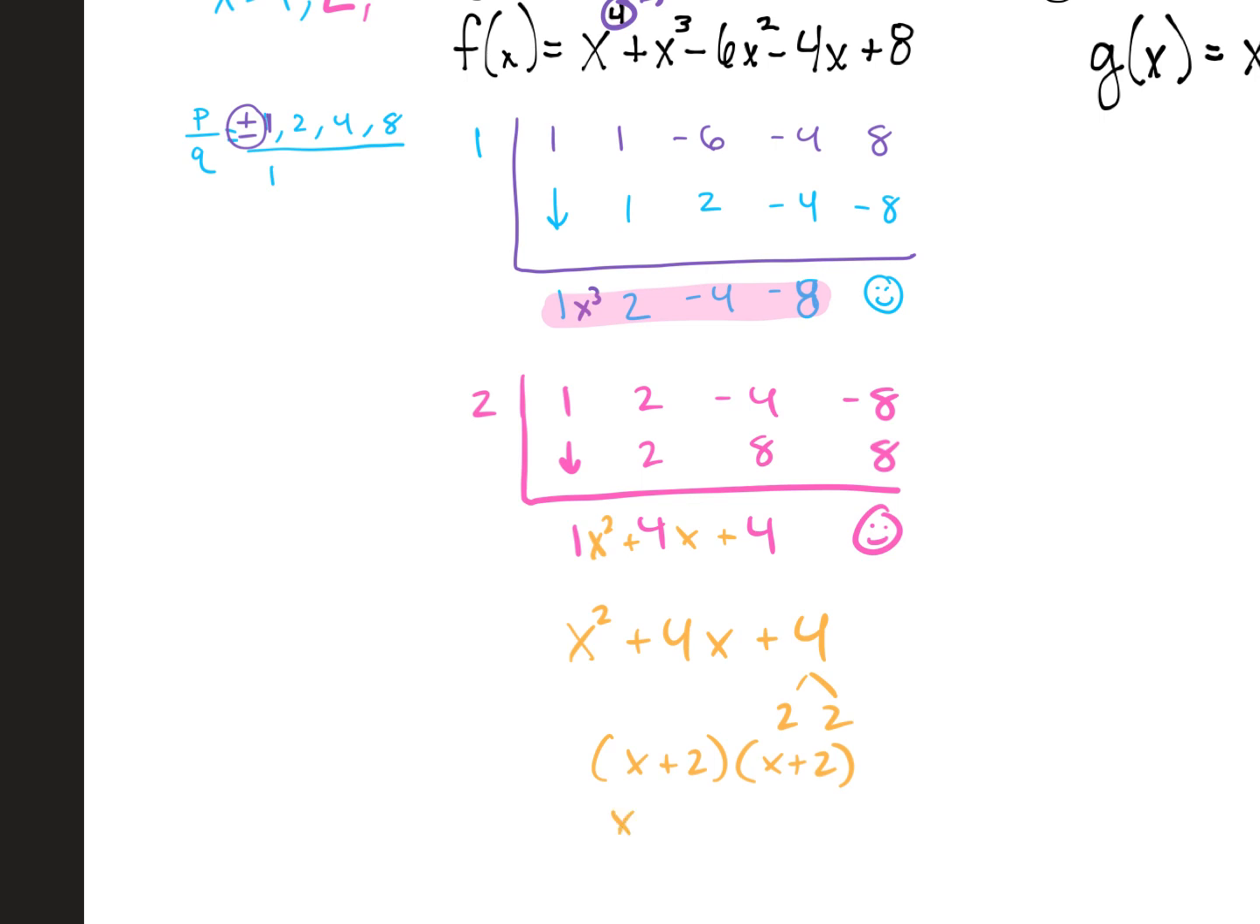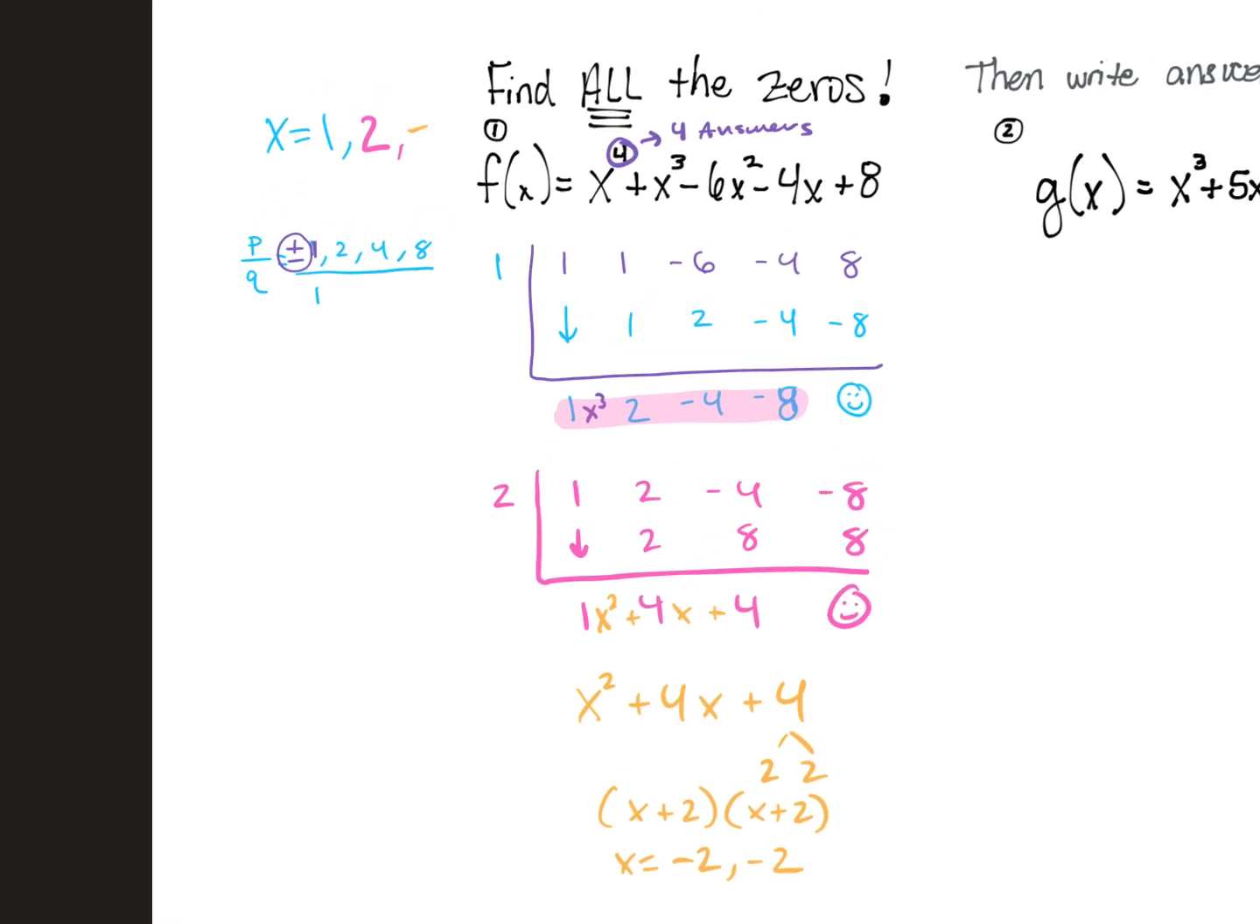So what does x equal? -2 and -2. So our zeros are 1, 2, -2, and -2. And then in factored form, how would we write this? X minus 1, x minus 2, and x plus 2 squared. Awesome.